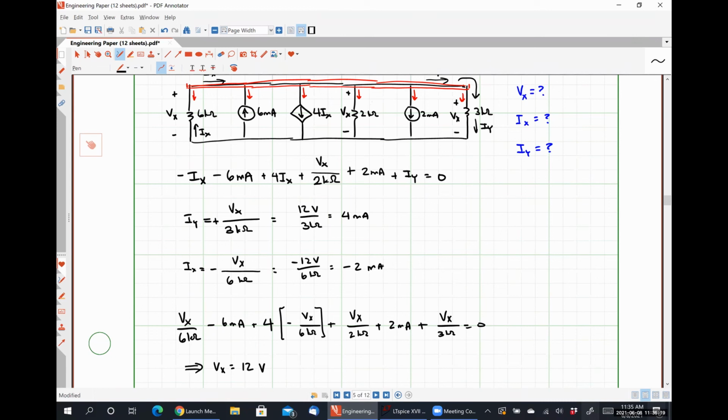Taj says, shouldn't the first term be negative Vx over 6? It should not, okay? Let me explain why. Ix is negative Vx over 6 kilo ohms, right? But we have negative Ix. So those two negative signs cancel each other out, giving us positive Vx over 6 kilo ohms.